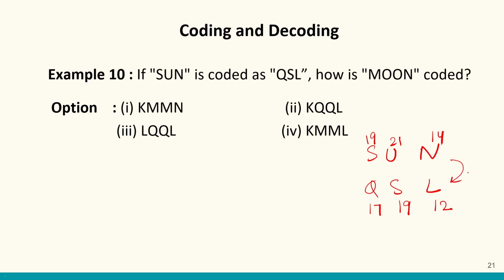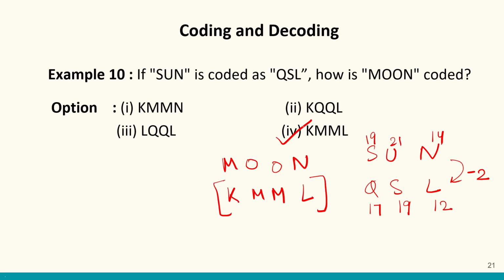So again we are moving 2 positions backward. So for moon, if we have to find out, we'll go 2 positions back, K. From O, if we move 2 positions back, M. And from N, if we move 2 positions back, we get L. So our answer will be KMML, which is option number 4. So option number 4 is your correct answer.